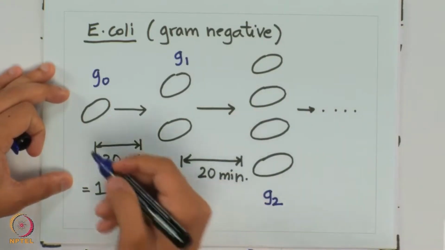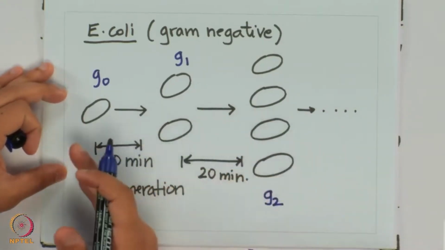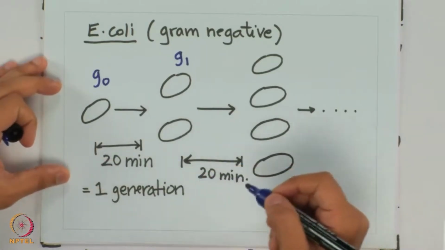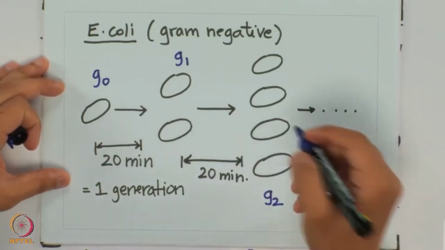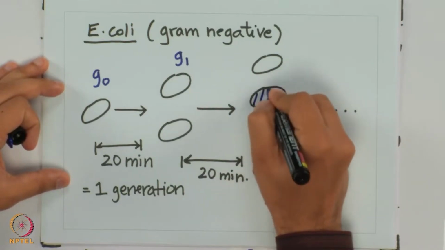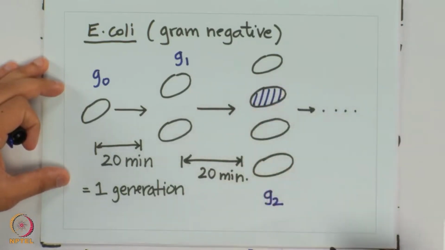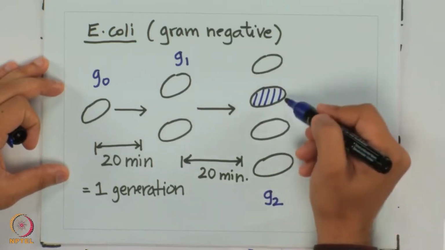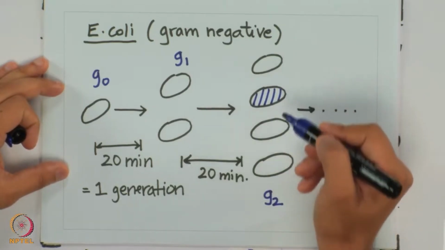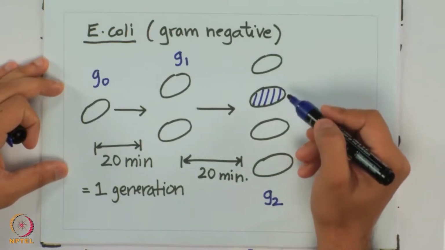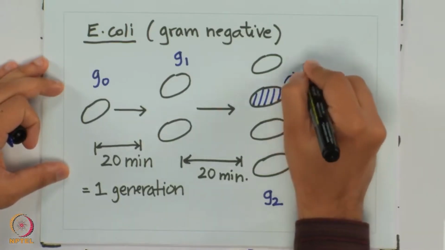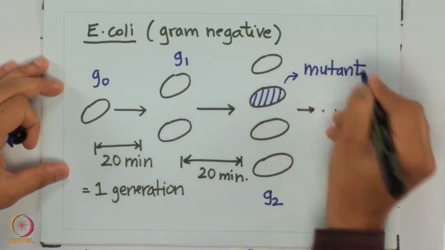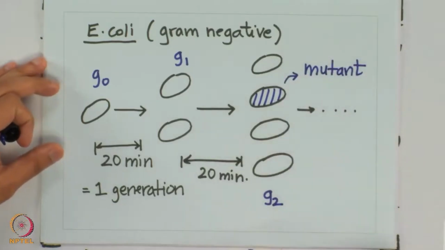Now let's assume that while the DNA was being replicated and the bacteria dividing from 1 to 2, the DNA replication was not particularly faithful in one of the cases, and this particular cell has a mutation occurring in it. So genetically these 3 are identical, while the 4th bacteria, the shaded one in blue here, is not identical and is carrying a mutation. This is the mutant whose DNA is not identical to the other 3.